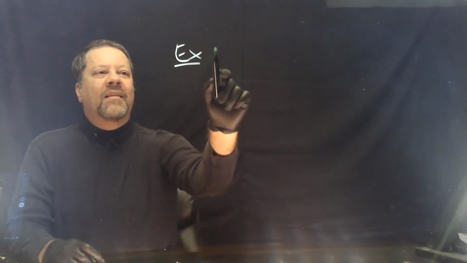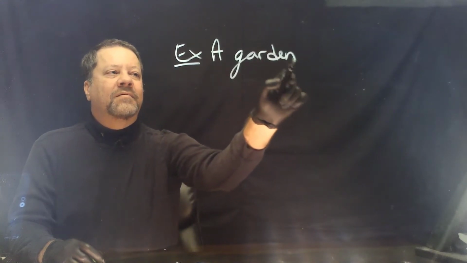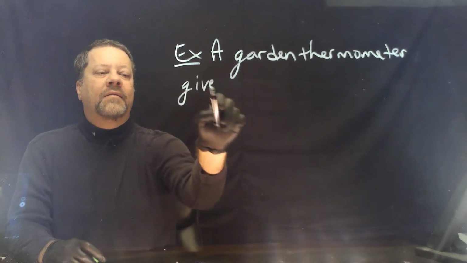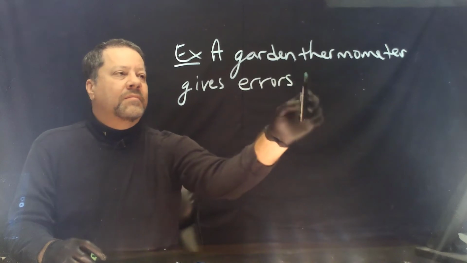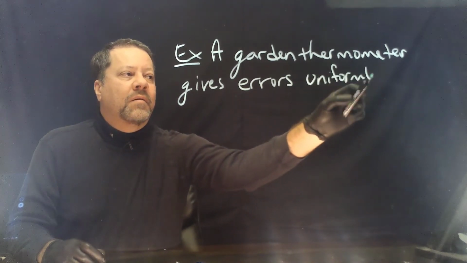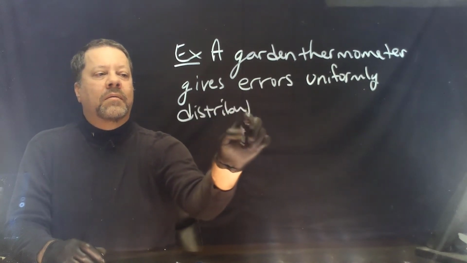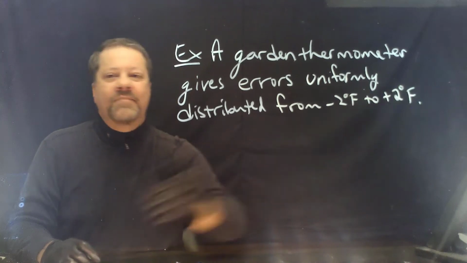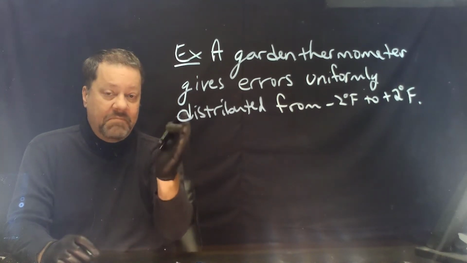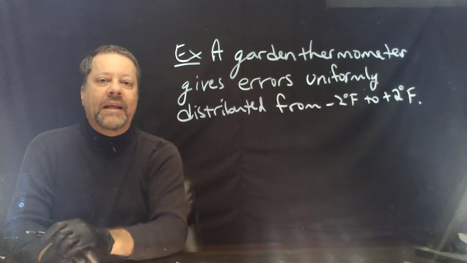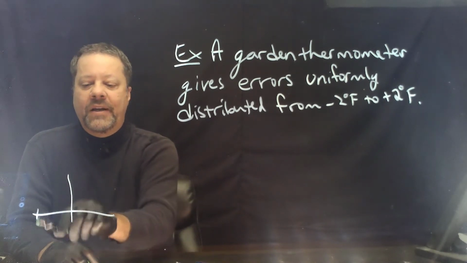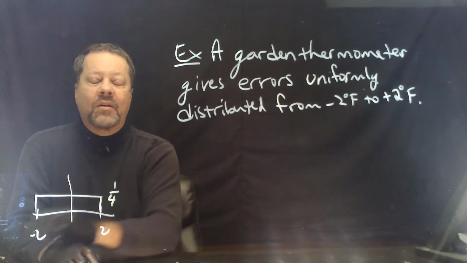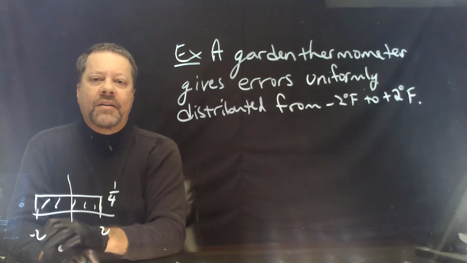Here's an example. A garden thermometer gives errors uniformly distributed from minus 2 degrees Fahrenheit to plus 2 degrees Fahrenheit. So the garden temperature will be some value, but you will only know that value to within plus or minus 2 degrees with an error distribution that is uniformly distributed between negative 2 and 2. If that's the case, this distance is 4, the height must be 1/4, so that the total area under the curve is 1.